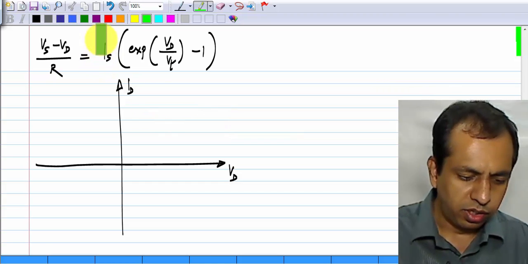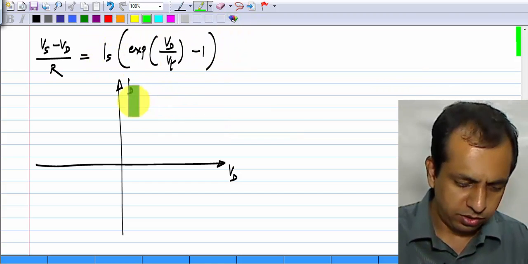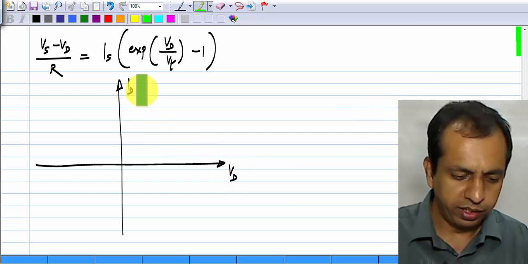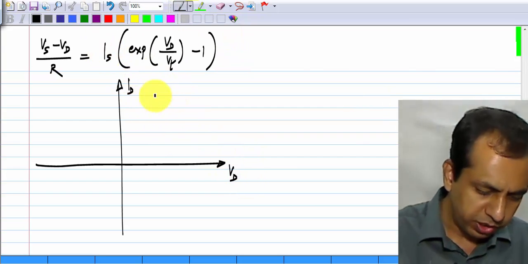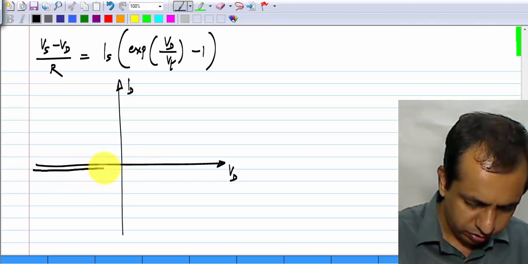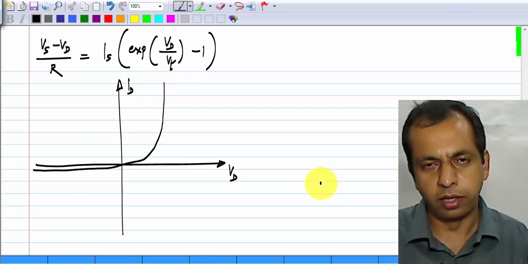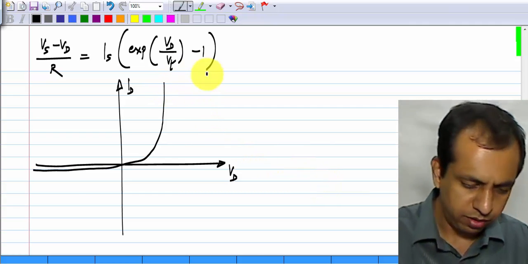Now, the right side is nothing but the diode current. So, that is why I have marked it as ID versus Vd. So, plotting the right side simply means plotting the diode characteristics, which are like that, it is the exponential.